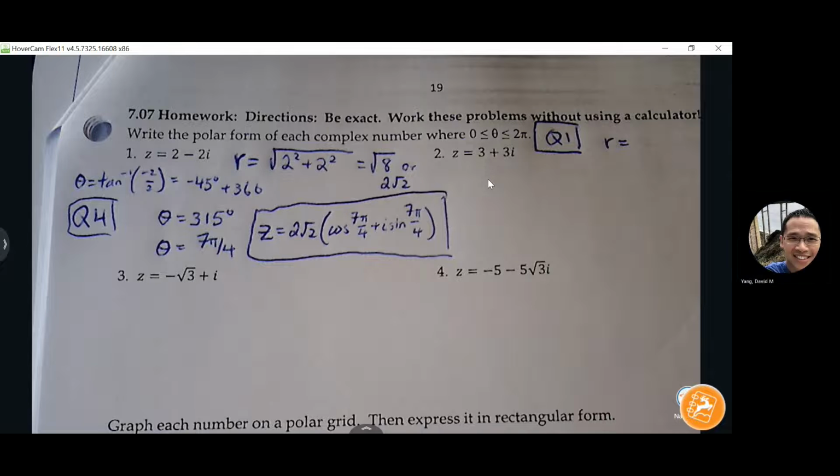This is right. Right, the polar form. So the polar form is this. Yeah, this is just the polar form for real numbers. This is the polar form for complex numbers.